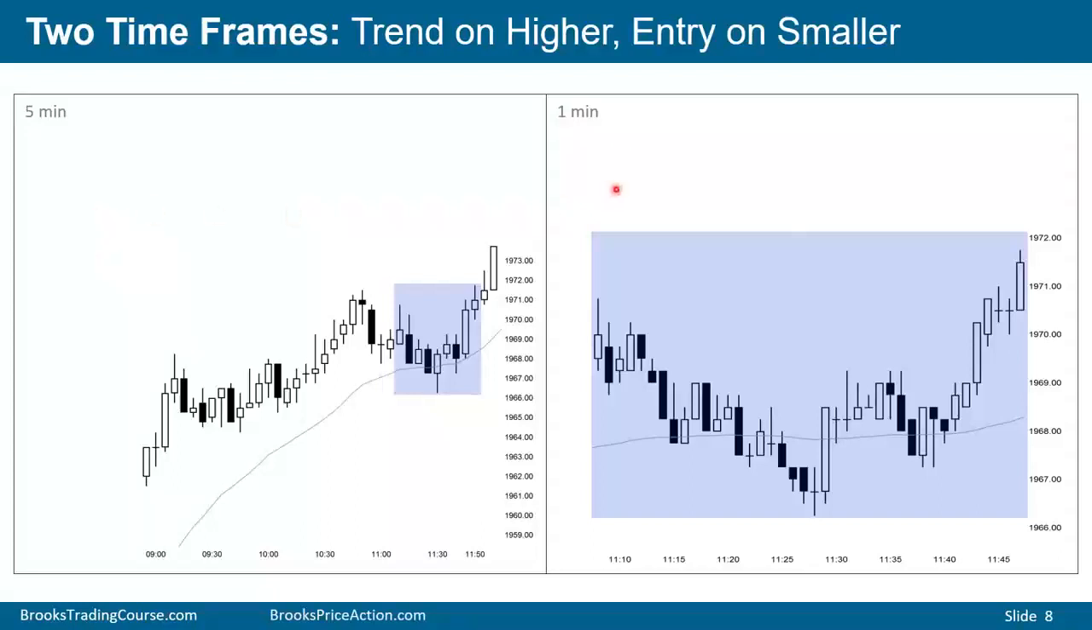Here's a 5-minute chart and a 1-minute chart. This blue area is right here. This is the entire blue area right there. This is the 1-minute chart. A lot of traders will look for a trend on one time frame and then look for an entry on a smaller time frame, hoping to get in earlier, reduce risk.